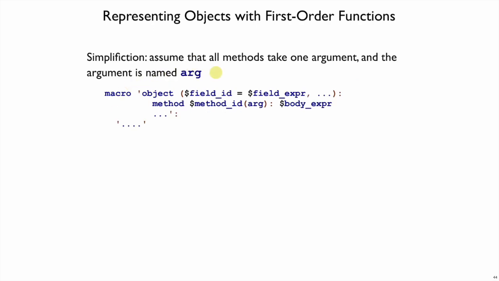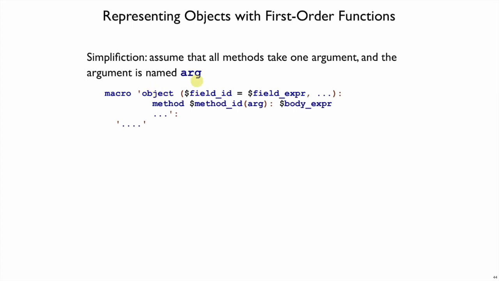Let's assume that all of our methods take just one argument, and furthermore that we always call that argument arg, A-R-G. The reason for making this assumption, again, is we're moving away from functions and away from looking up things by name, but we want to be able to write things down conveniently, so we'll pick a name for the method argument. So here is our new way of creating an object.